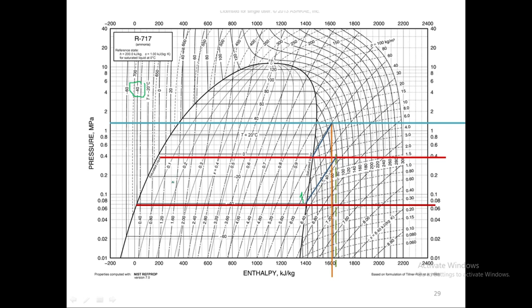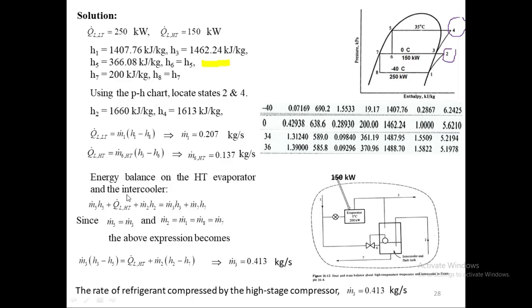So we'll draw a parallel line between these two lines, the best parallel line that you can draw. And wherever it cuts your high temperature evaporator line, that will be point two. So this will be point two here. And then if I draw a vertical line, which I have drawn here by the dashed green line, we can read what is the enthalpy value of 2. What I read here is H2 of 1660 kilojoule per kilogram. This is what you read from the chart.